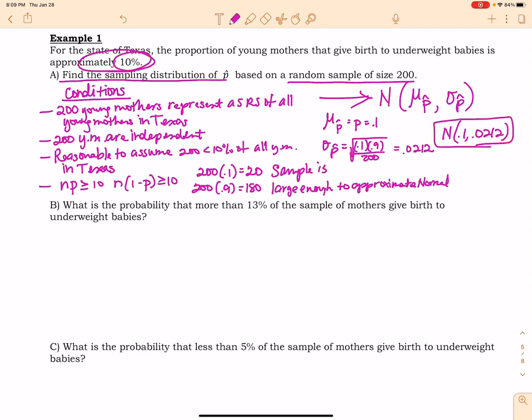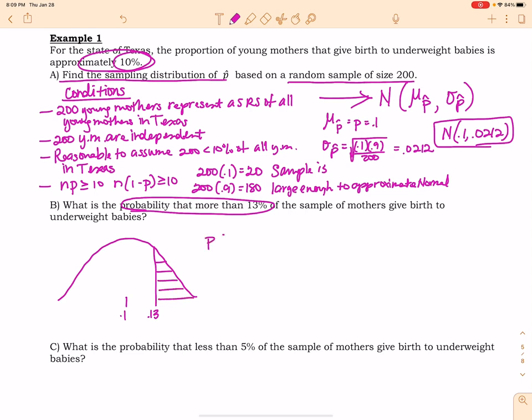Okay, so in part B, what is the probability that more than 13% of the sample of mothers give birth to underweight babies? Now, this is where we're using the normal curve or the normal distribution to give a probability. So this is just drawing a curve, just like we're used to doing. And then more than 13%, that's going to be to the right, so shading to the right. And I'm going to write an inequality statement, p hat greater than 0.13. It is very important that you adhere to the proper notation here. We want the probability of p hat because we are dealing with proportions here.